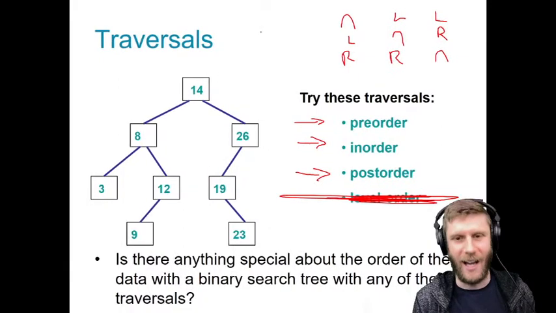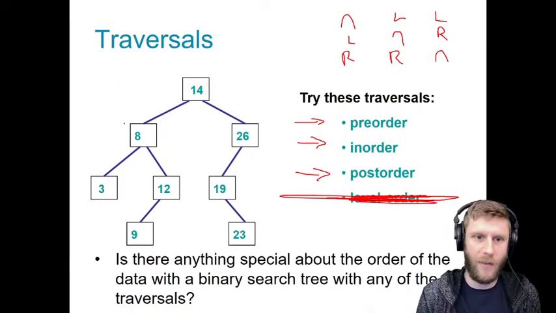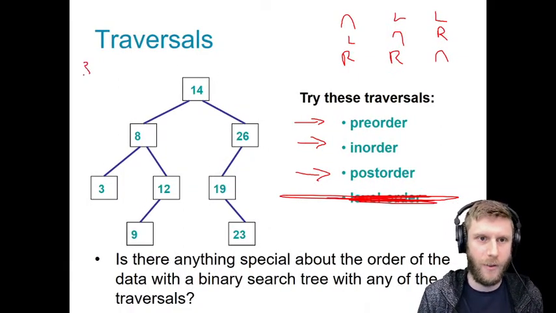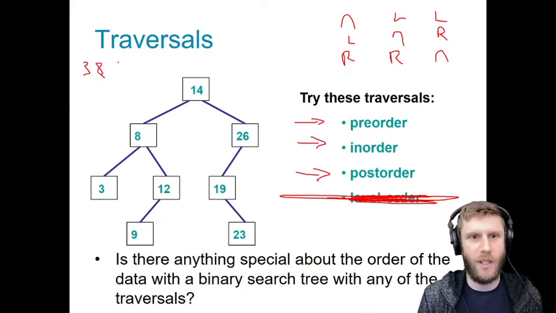Okay, yeah, so it's the in order one. Why? Well, we go to the left, go to the left. All right, print out 3. Then go here, print out the 8. And then we go to the right, go to the left, print out the 9. Then the 12. Then we go back up to the 14.